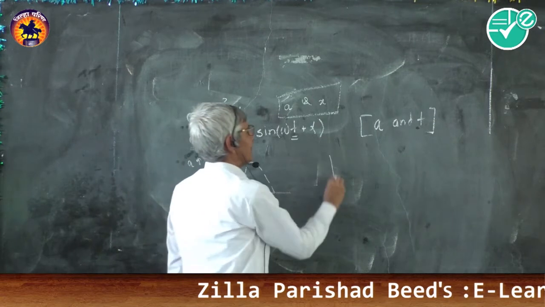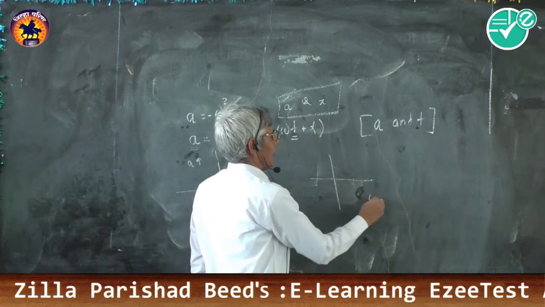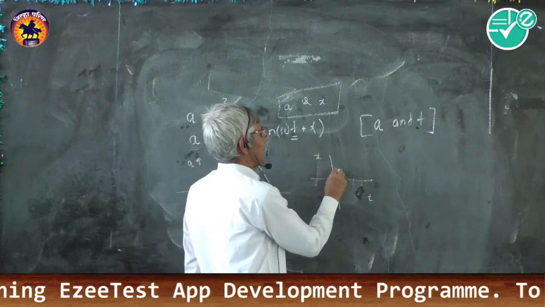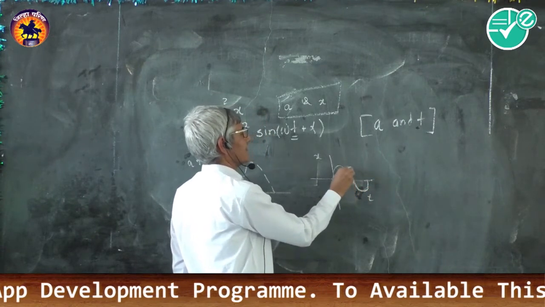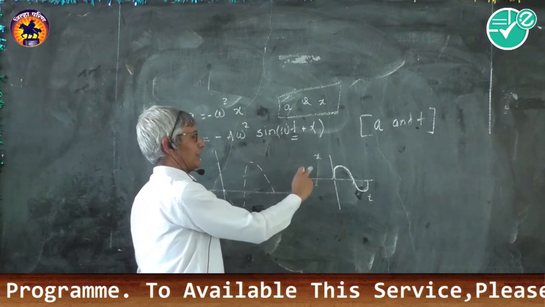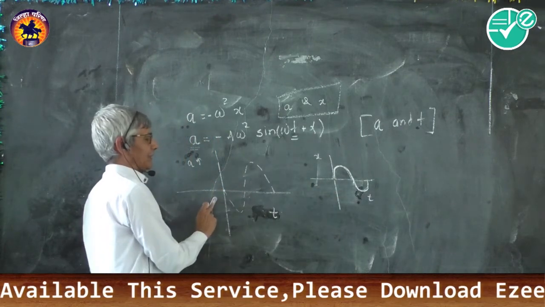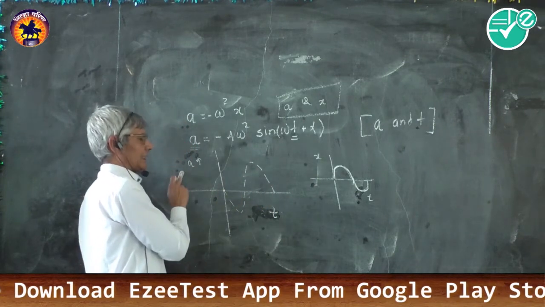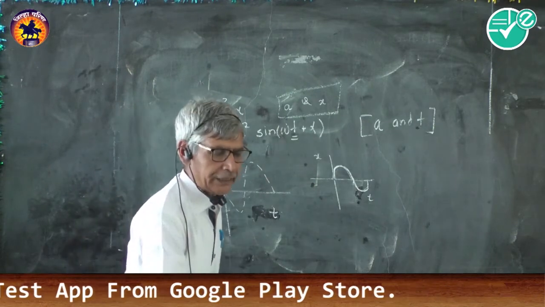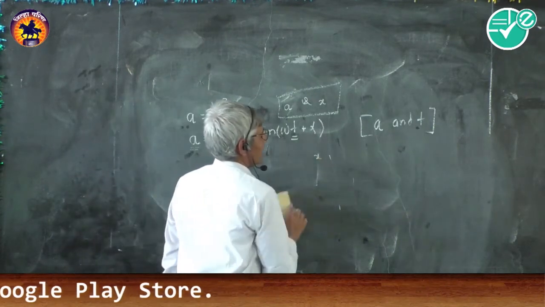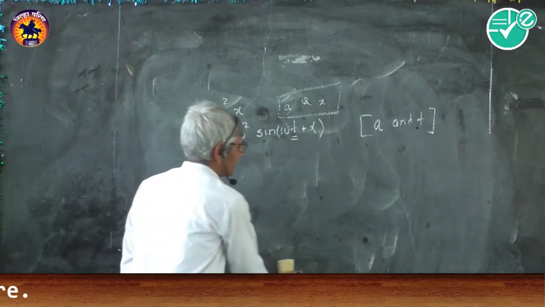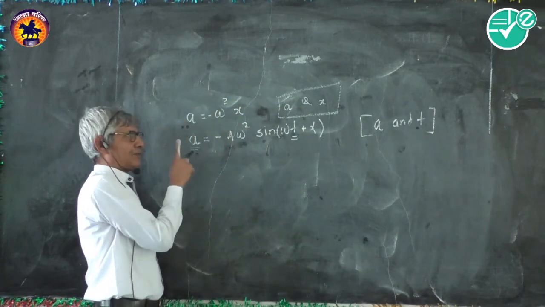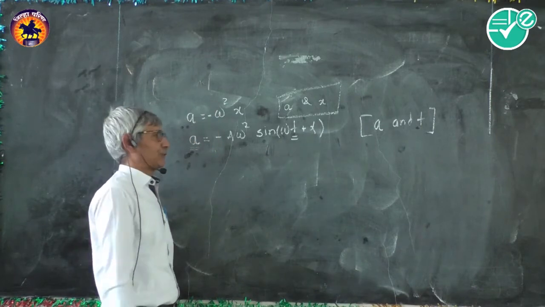This is the graph. When the x and t graph is represented like this, if this is the variation of the displacement with respect to time, then this will represent the variation of the acceleration with respect to time, where time is taken along the x-axis and acceleration is taken along the y-axis. So acceleration is a sinusoidal function. A cosine function can also be taken if the particle starts its motion from the extreme position.